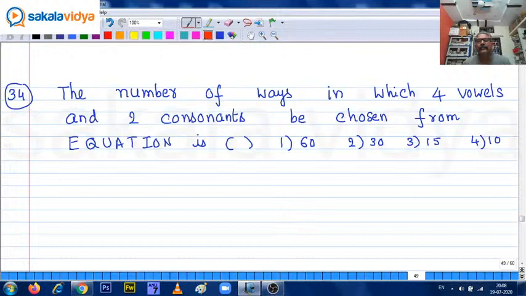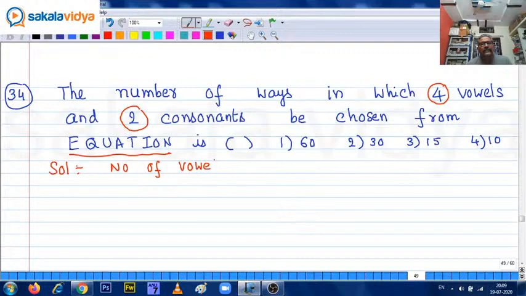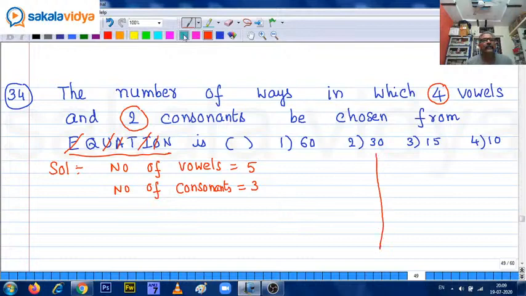The number of ways four vowels and two consonants from the letters of the word equation. First write down the number of vowels: E, U, I, O, A, is 5. Number of consonants: C, Q, T, N, is 3 — wait, that is 4 letters, the total being 8. That means there are 5 vowels and 3 consonants. 4 vowels need to be selected, and from 3 consonants, 2 consonants are to be selected. This can be done 5C4 ways, whereas this can be done 3C2 ways.